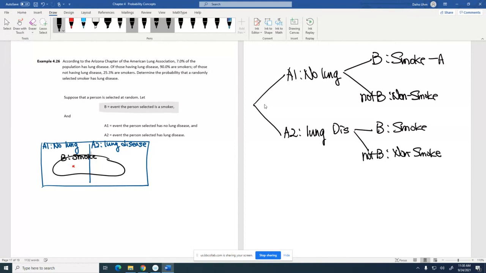So here is A1, no lung disease and not smoke. A2, lung disease and smoke. And this one is the lung disease, but not smoke. We can make the tree case by case. Additionally, we put the probabilities.